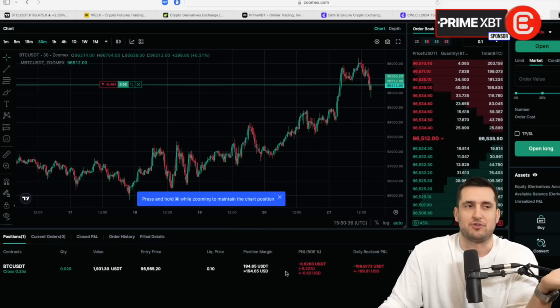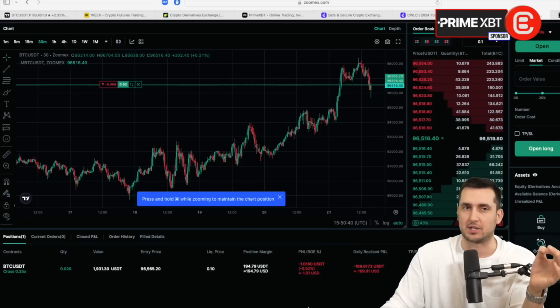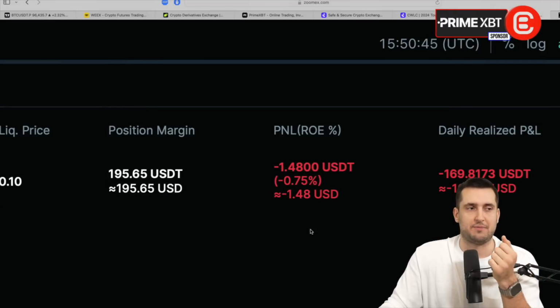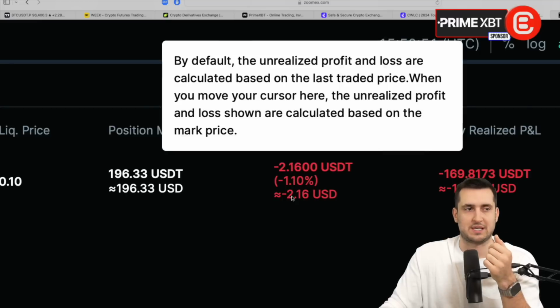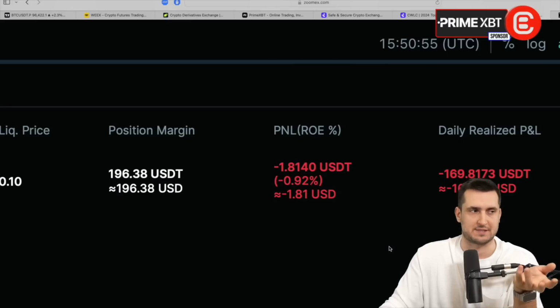So basically have no liquidation price. And then you will see your P&L, profit and loss. If it's red, obviously you lost money. And if it's green, obviously you made money. So you see here the dollar amount, the percentage that you're up or down, and the estimated dollar amount of the fees as well.